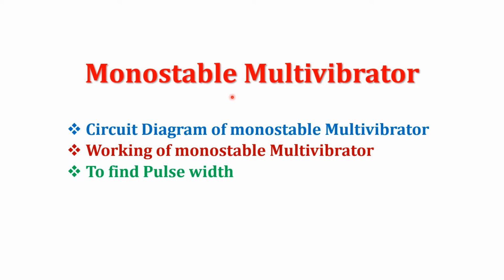This is the next article, monostable multivibrator. In that case, we'll first explain the circuit diagram of the monostable multivibrator and its working. And from the output of the monostable multivibrator, we find the pulse width.